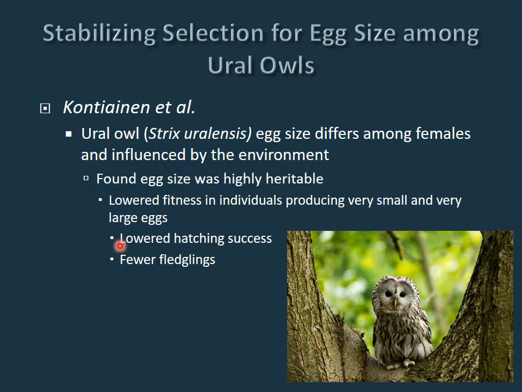And there is a lower hatchling success. The reason for this is that the very small and very large eggs are not as likely to hatch, and then there are fewer fledglings. So fewer of the owls, even if they did hatch, were likely to leave the nest and go out on their own.